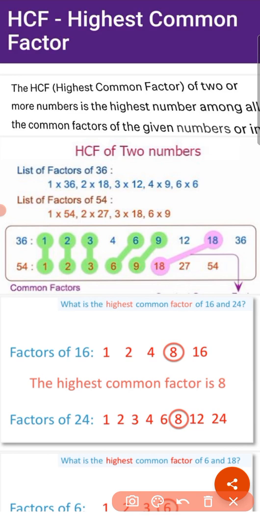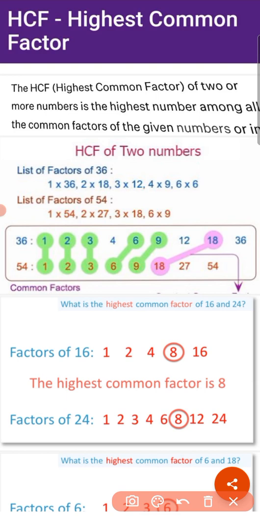1 multiplied by 36. The number 1 and the number itself would always be a factor of the given number. So 1 and 36 are factors of 36. 2 multiplied by 18, 3 multiplied by 12, 4 multiplied by 9, 6 multiplied by 6. These pairs of numbers are factors of 36. There are 5 pairs of numbers: 1 into 36, 2 into 18, 3 into 12, 4 into 9 and 6 into 6.